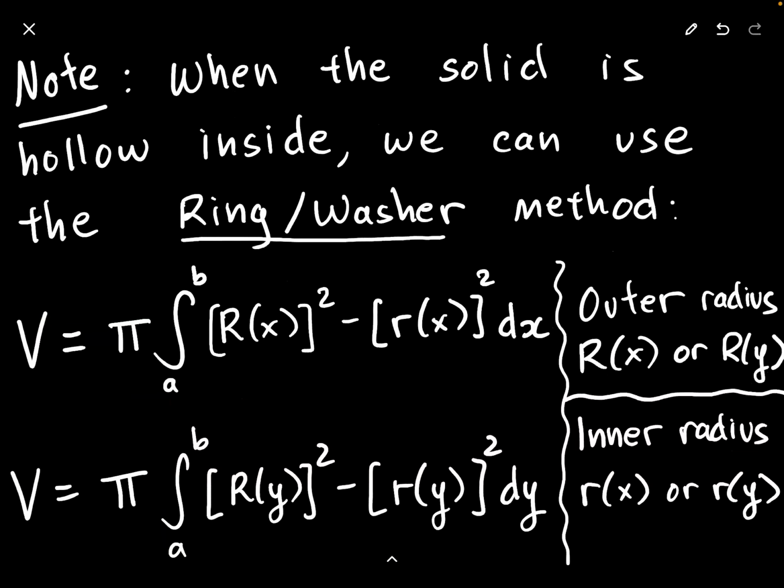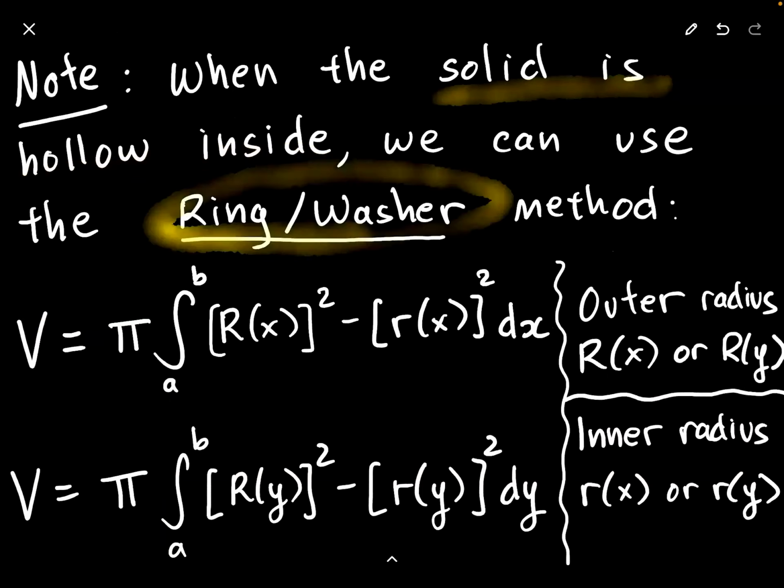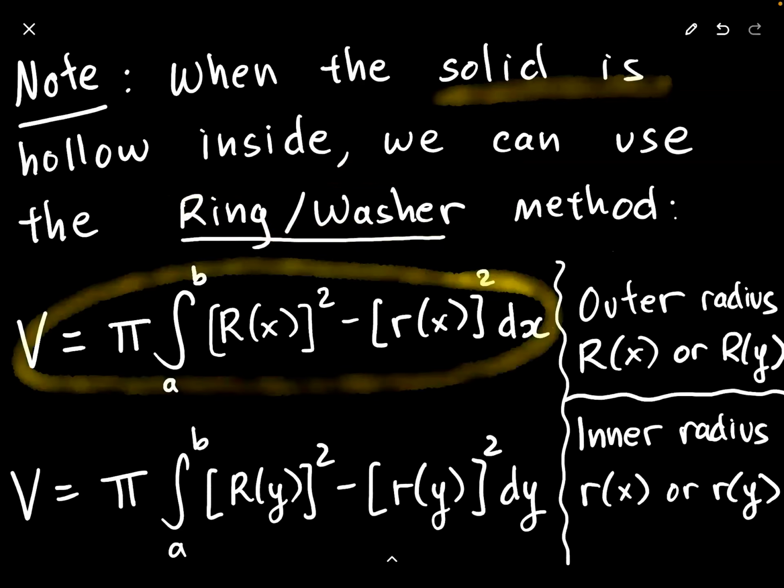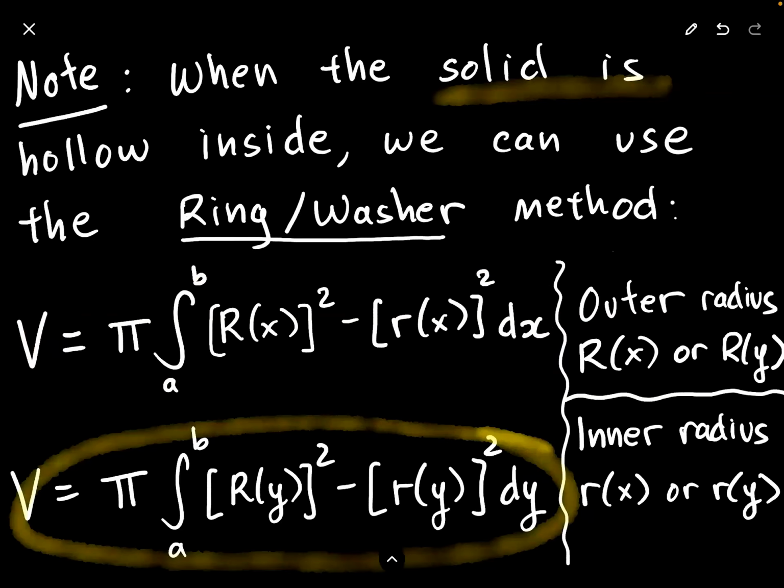reference. Sometimes the solid might have a cavity in the middle or it's hollow inside. So then we can use a variation on the disk method called the ring or washer method. So this method is still using disks, you're just subtracting an inner volume from the outer volume. So instead of just pi r squared dx, we have pi times the outer radius squared minus the inner radius squared, and we integrate that with respect to x if we have a horizontal axis of revolution. And if we have a vertical axis of revolution, then we will integrate pi times the outer radius squared minus the inner radius squared with respect to y.